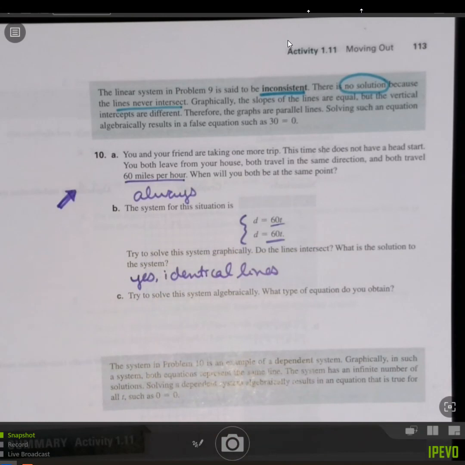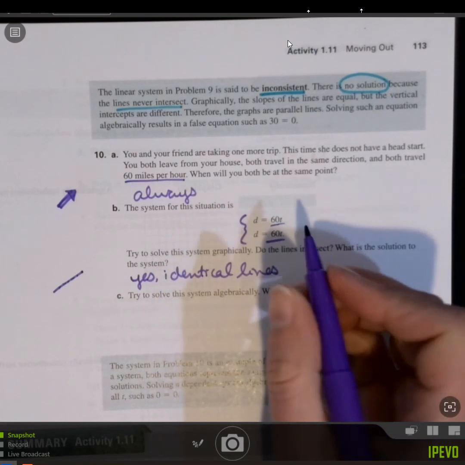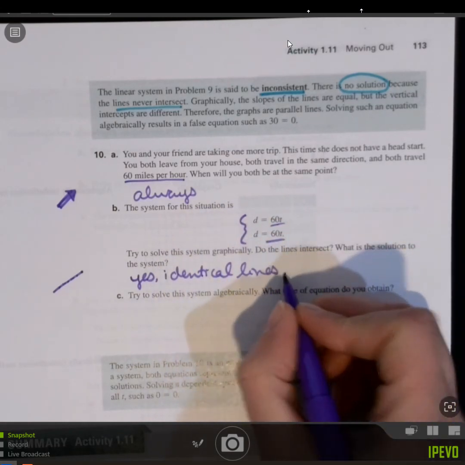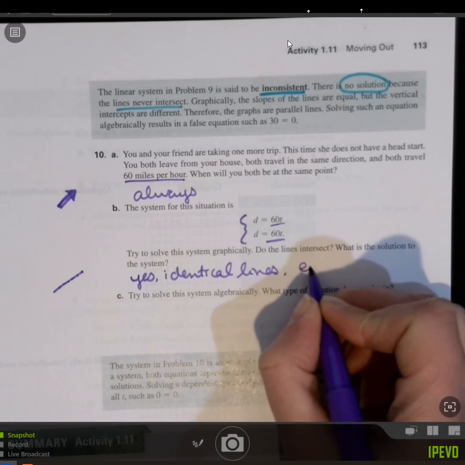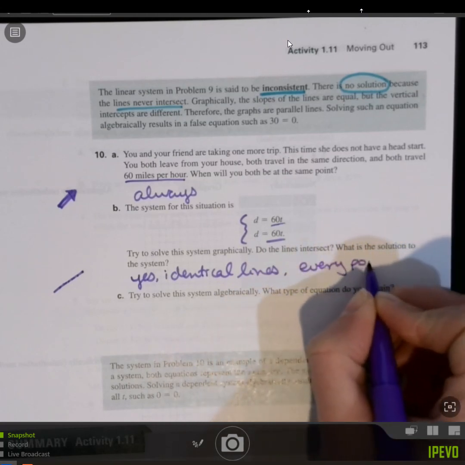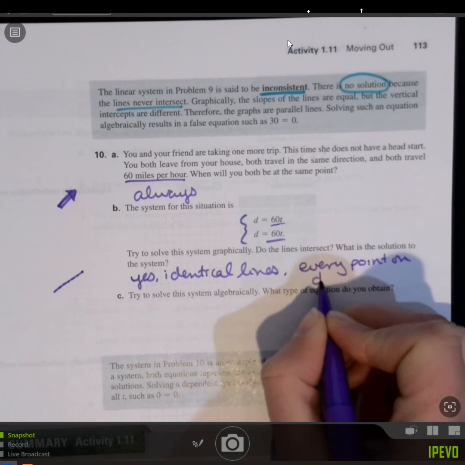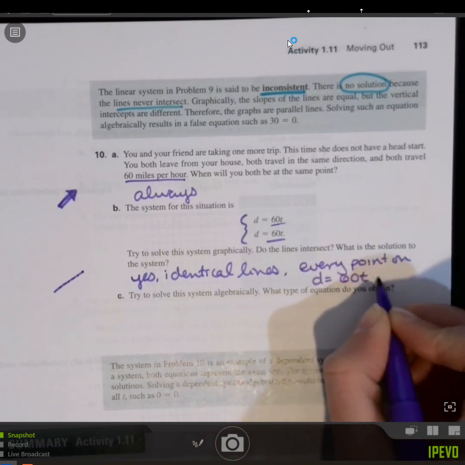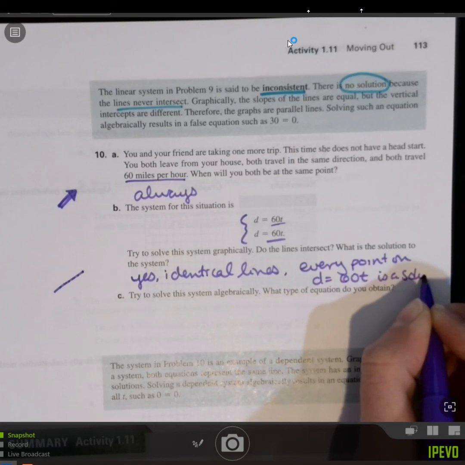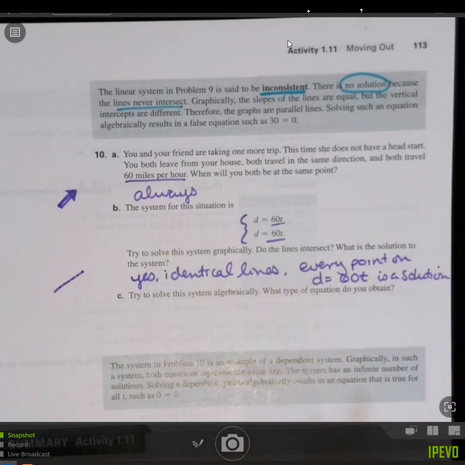So what is the solution to this system? Well, since they're intersecting all the time, every point on the line is the solution. So there are infinitely many solutions. There's not just one. So we can say there are infinitely many solutions, and every point on d equals 60t is a solution.